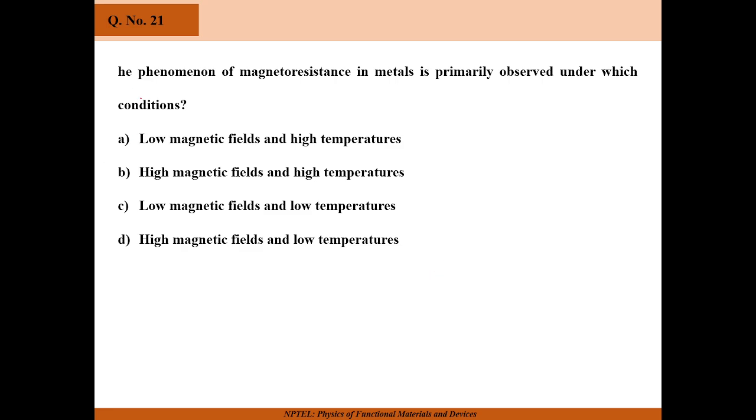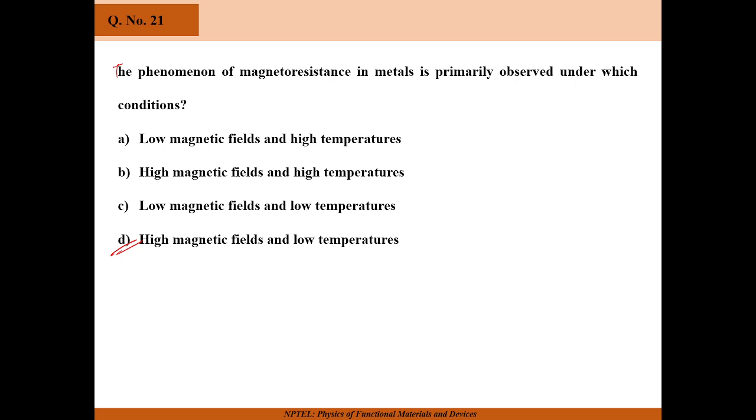The phenomenon of magnetoresistance in metals is primarily observed under which conditions? Low magnetic field and high temperature, high magnetic field and high temperature, low magnetic field and low temperature, or high magnetic field and low temperature? Which one do you think is the correct answer? Yes, it is high magnetic field and low temperature, and that is the major drawback of these techniques.